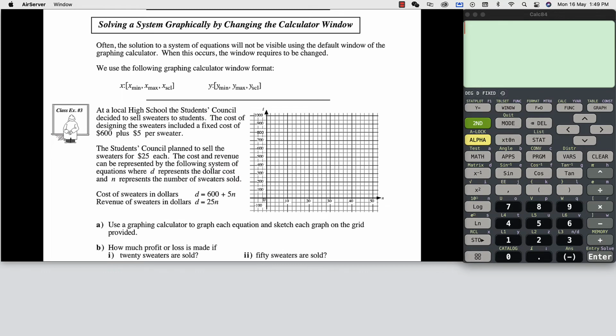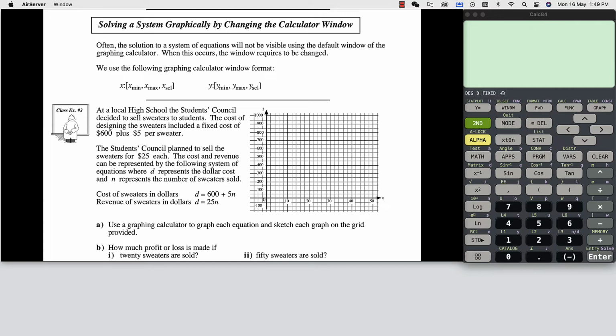Okay, here is class example 3. So basically we've got this situation where it looks like some high school students are making sweaters and selling them, and they obviously want to end up with a profit. It's going to cost a bunch of money to get them made, and there's going to be a certain number of shirts where they're going to break even and literally have zero profit. Anything below that number they would lose money, and anything above that number they're going to start making some money.